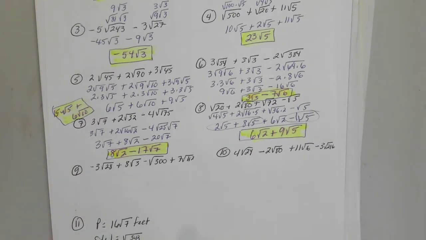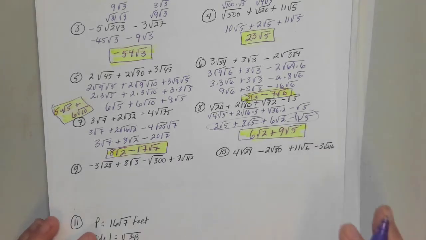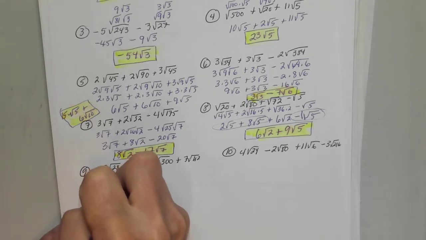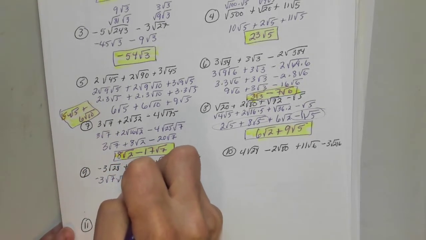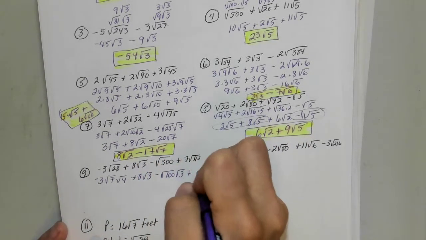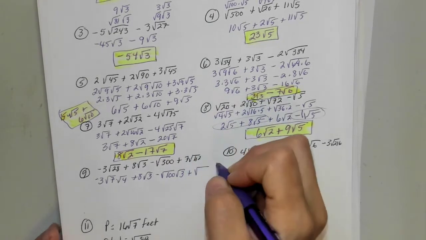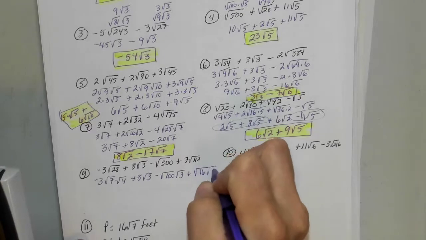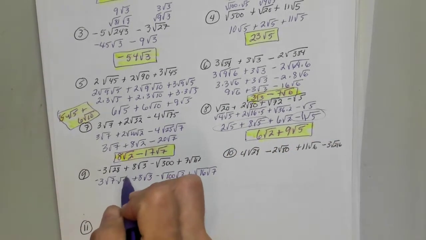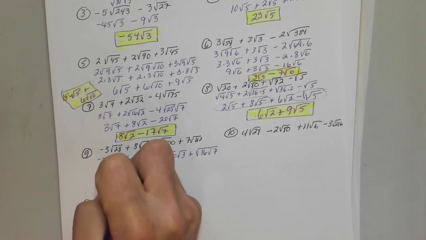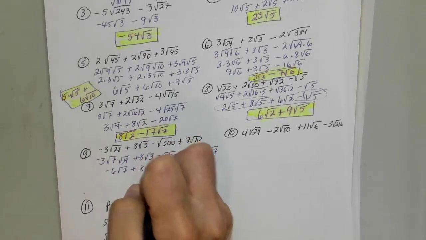Okay, number 9. We have negative root 28, so negative 3 times 7 times 4 plus 8 root 3, can't do anything with that, minus 100 times root 3 plus, let's see, 112. I wonder what goes into 112. What's the biggest number that fits? 16 times 7. All right, so this becomes a 2 when I square root 4. So negative 3 times 2 is negative 6 root 7 plus 8 root 3. Couldn't do anything with that one.